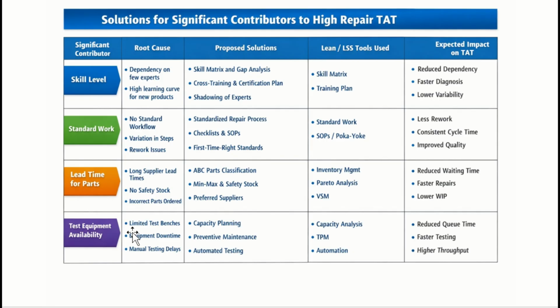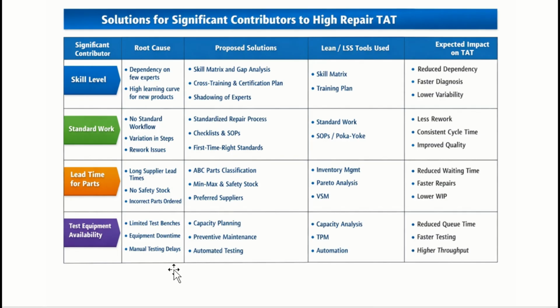The next significant contributor was lead time for parts. Long supplier lead times, no safety stock, and incorrect parts ordered were some of the root causes. The proposed solutions were ABC parts classification, min-max and safety stock, and preferred suppliers. Then test equipment availability was another significant contributor, for which the root causes were limited test benches, equipment downtime, and manual testing delays. The proposed solutions for them were capacity planning, preventive maintenance, and automated testing.